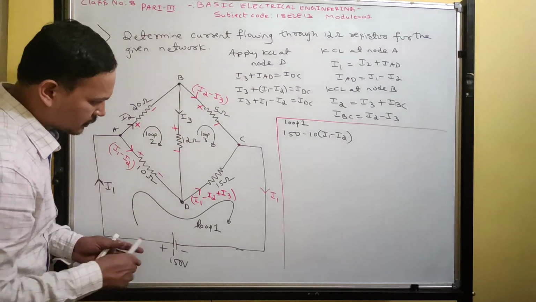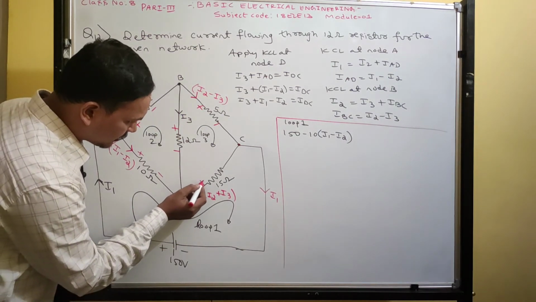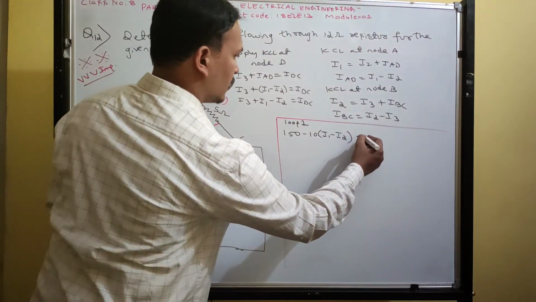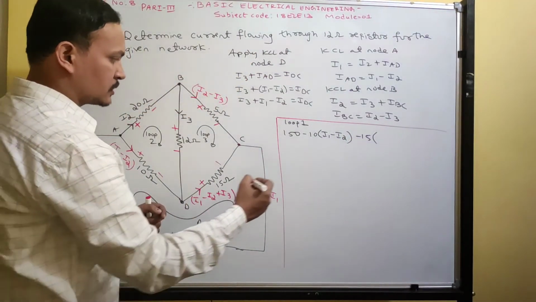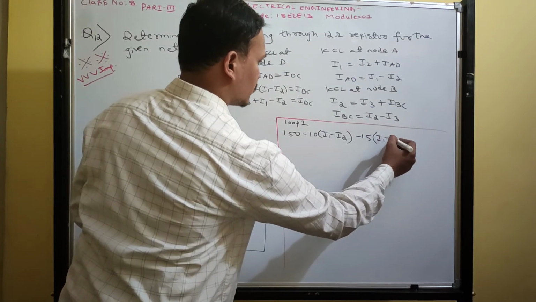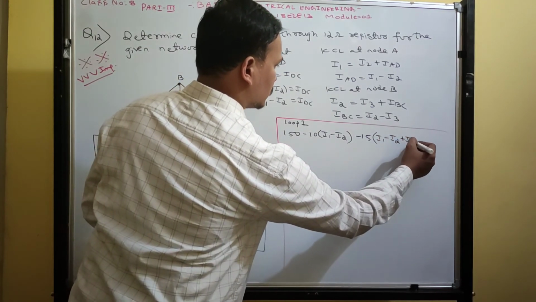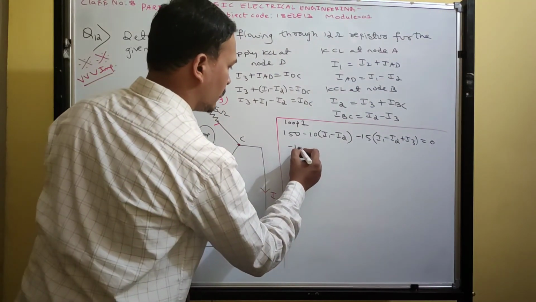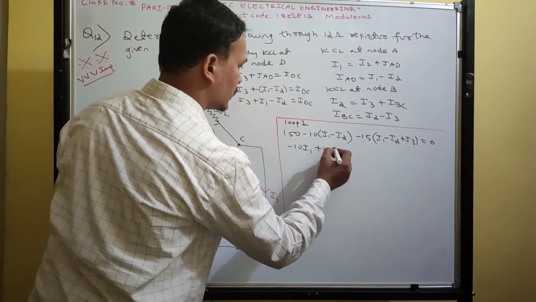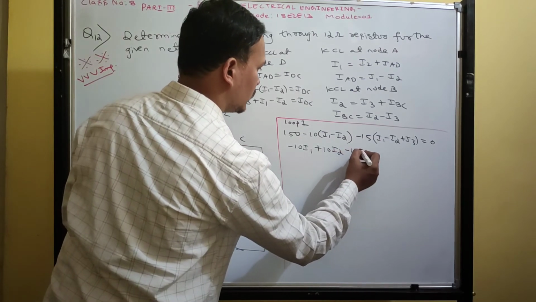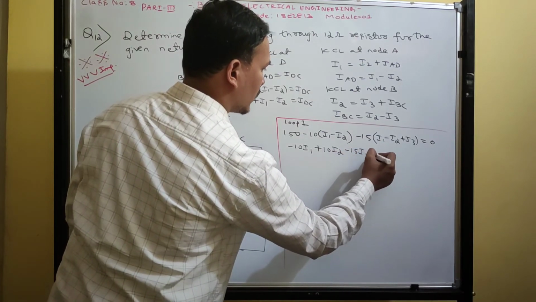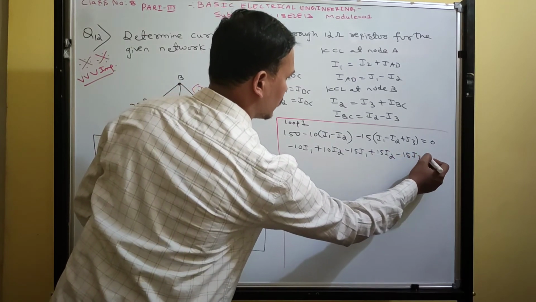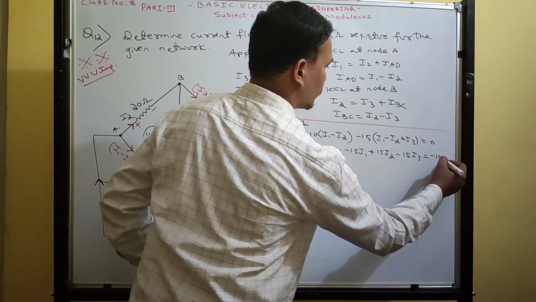I have not written the polarity here. See, this current enters here, mark plus, leaves negative. So entering here, plus to minus, drop: minus 15. What is the current in that resistor? Very good, I1 minus I2 plus I3 is equal to 0. Simplify this: minus 10 I1 plus 10 I2 minus 15 I1 plus 15 I2 minus 15 I3 is equal to minus 150.